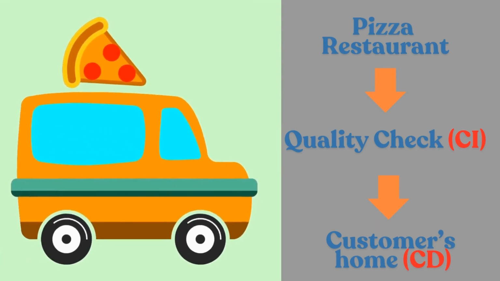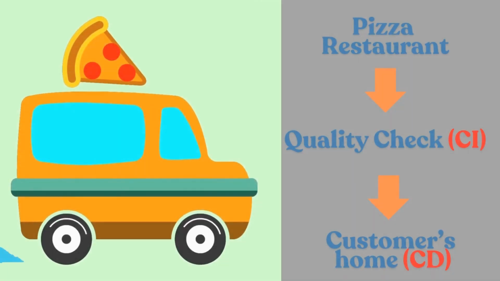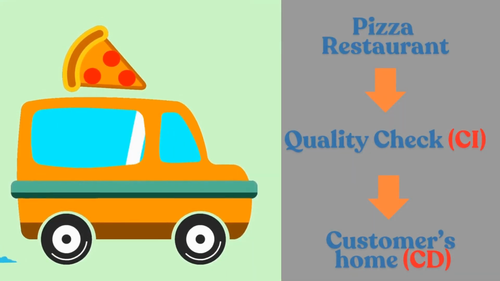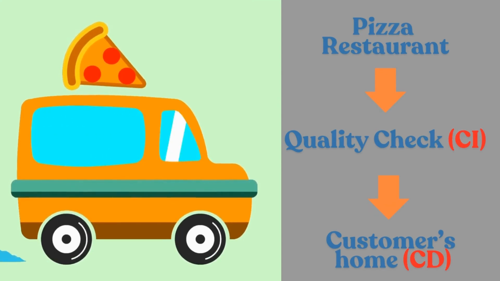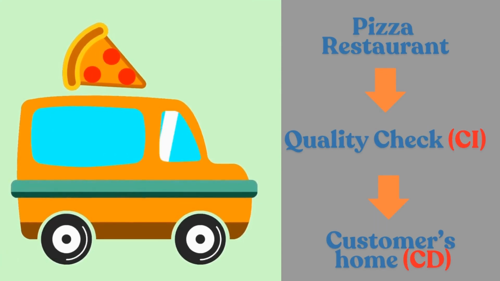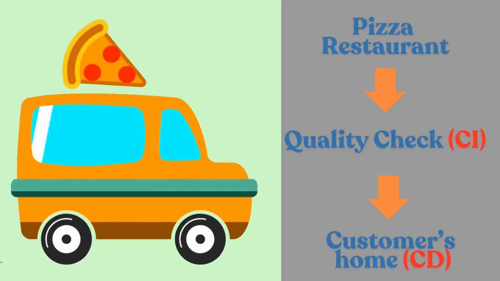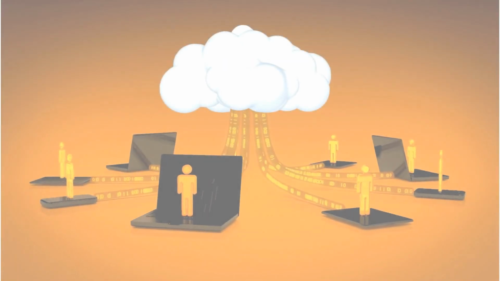CD, continuous delivery and deployment, is like having a system that ensures the pizza is either ready for pickup, continuous delivery, or automatically sent out for delivery as soon as it's done, continuous deployment. Just like a well-run pizza shop, CI/CD helps software teams deliver high-quality applications quickly and efficiently. Let me give you another real-time example.